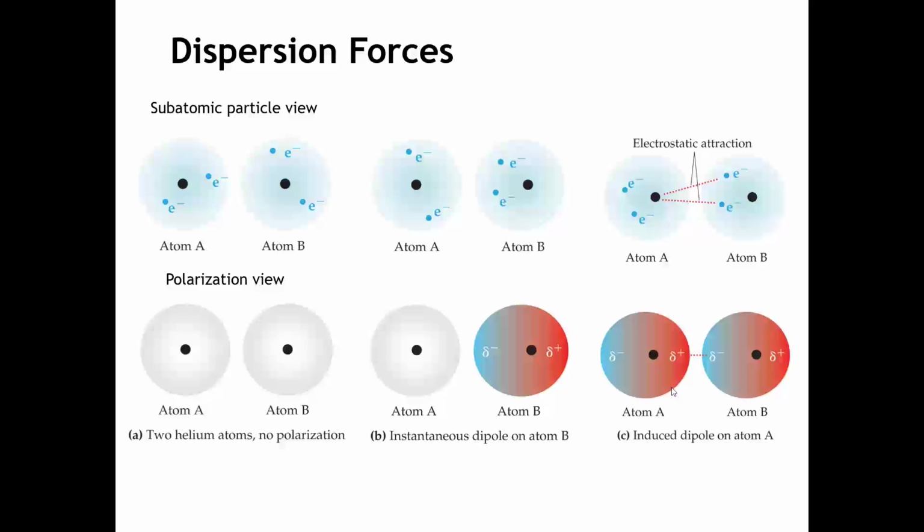It's important to note that the dipoles we see here are transient. They appear for a second and then they change and disappear. And if that happens on one atom, it's going to induce a dipole moment on its neighbors.